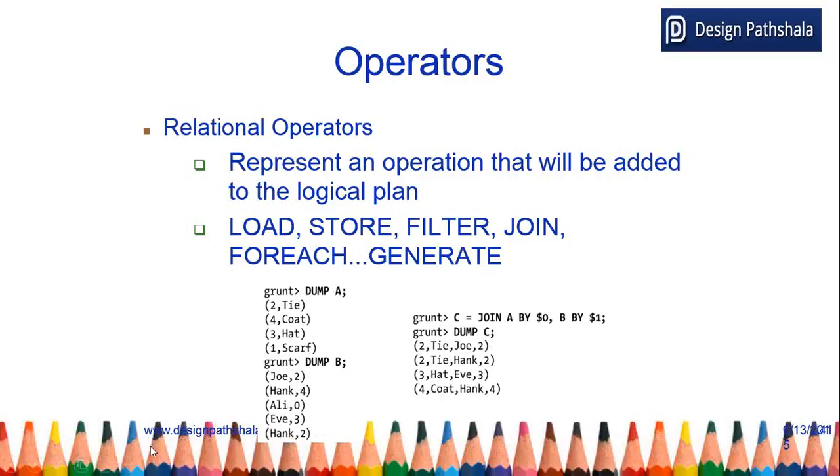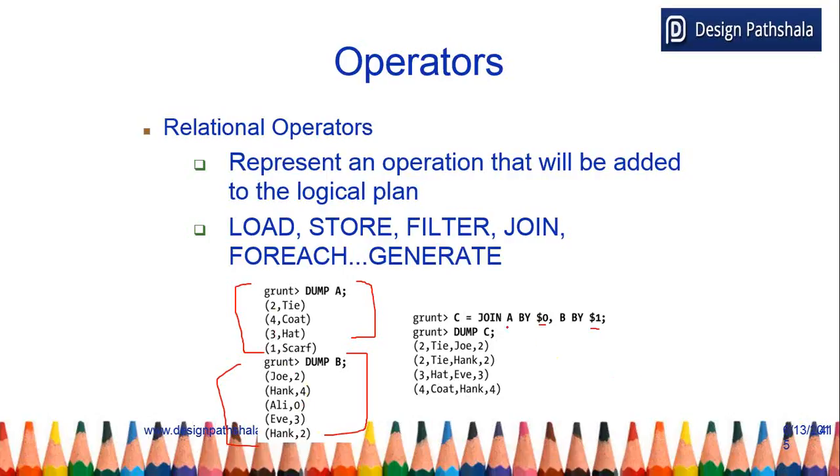So this is my A. This is my A, and this is my B. Now what I say is C = JOIN A BY $0, B BY $1. So use the first column of A in the joining and the second column of B in the joining. The first column of A is 2, 4, 3, 1, and the second column of B is 2, 4, 0, 3, 2. Based on these keys, it will be joined.